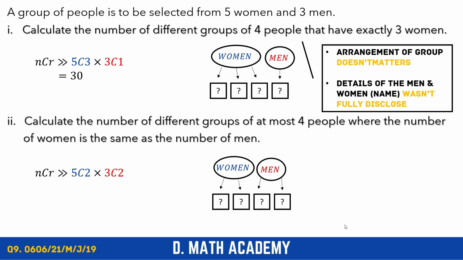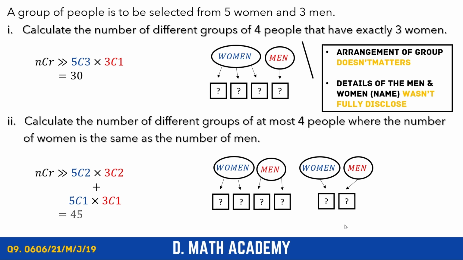So the other possibility will be we select 1 woman and 1 man, as it satisfies the question of having the same amount of men and women. So we have 5C1 times 3C1 for that. So the total will add up to 45.